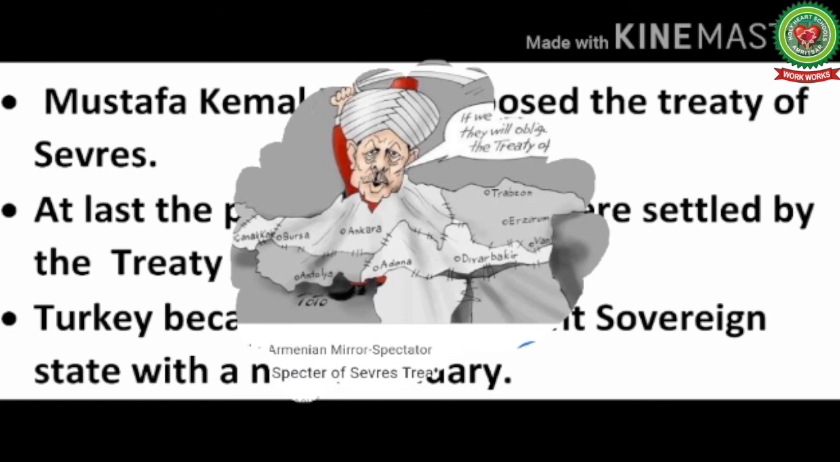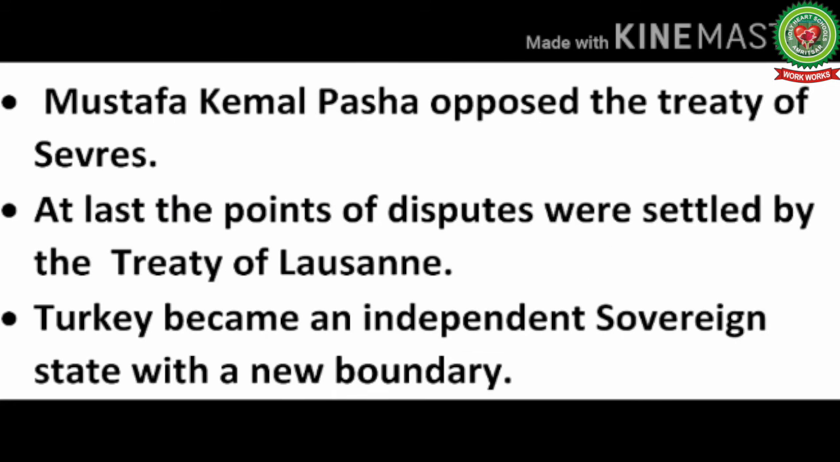Mustafa Kemal Pasha opposed the Treaty of Sevres, which was signed with Turkey. At last, the points of dispute were settled by the Treaty of Lausanne. Turkey became an independent sovereign state with a new boundary. A revolution emerged in Turkey under the leadership of Mustafa Kemal Pasha, who did not accept the Treaty of Sevres. There were many points of conflict between Turkey and the Allied countries, which were ultimately solved by the Treaty of Lausanne. And Turkey became an independent, sovereign state, a country which is internally and externally free with a new boundary.